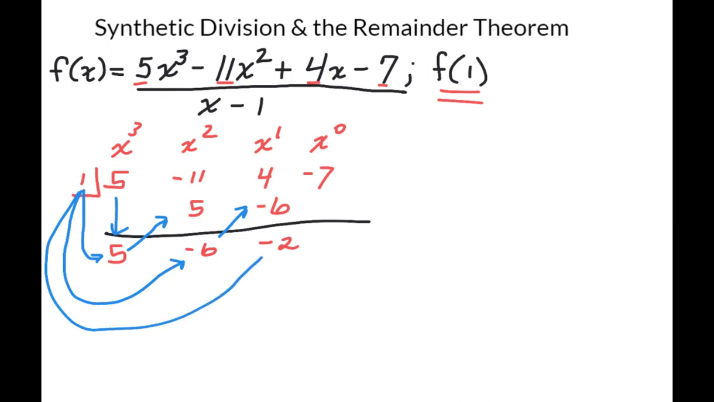I do the same thing. I take the 1 times the -2, and that goes in the next spot, -2, and I get -9, which would be my remainder based on f of 1.